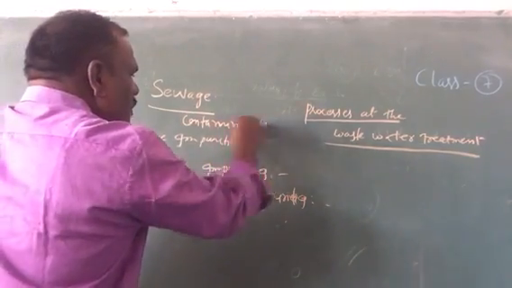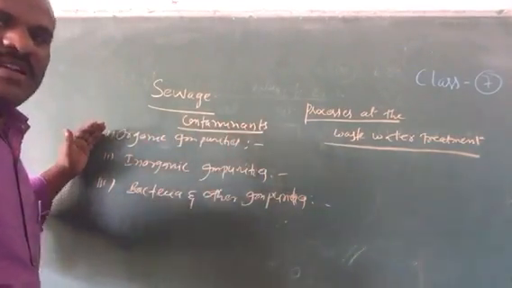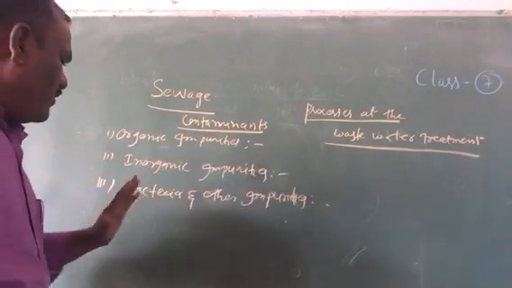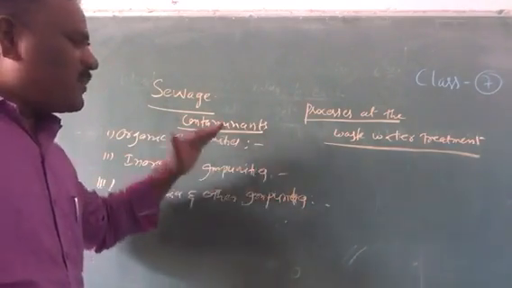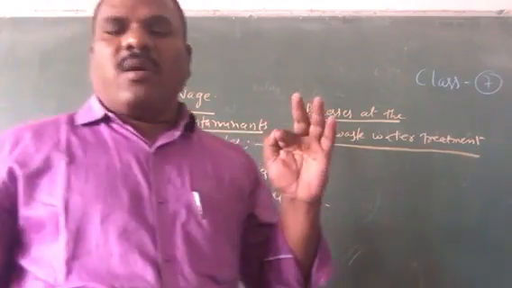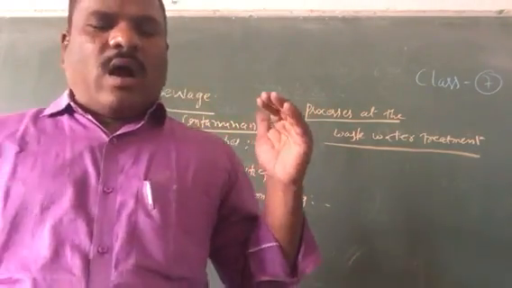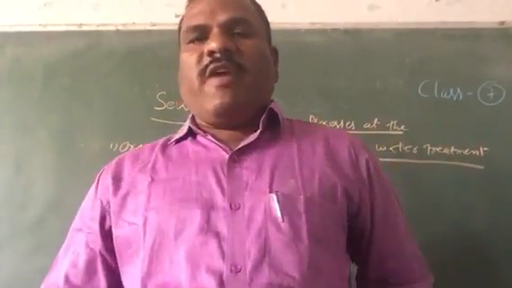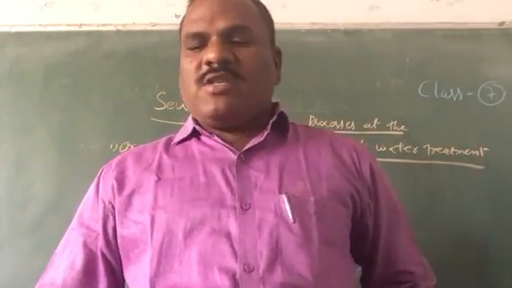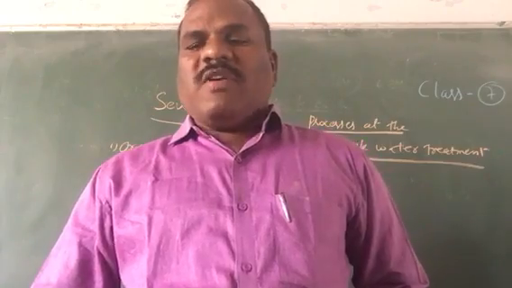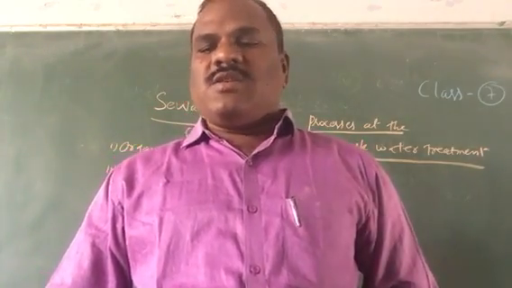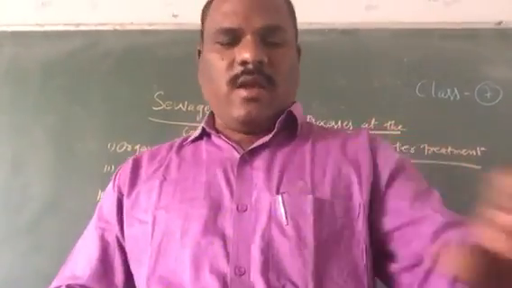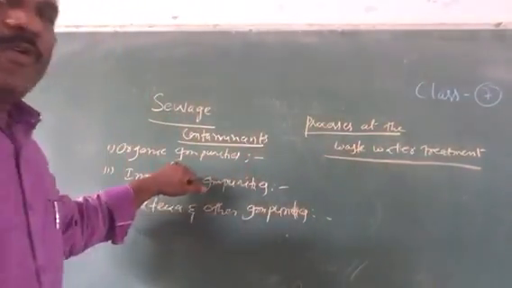Okay. Three types of contaminants are present in the water: organic impurities, inorganic impurities, and bacteria and other impurities. Let's see what organic impurities are. For example, human feces, animal waste, oil, urea, pesticides, herbicides, fruit and vegetable waste, etc. These come under organic impurities.